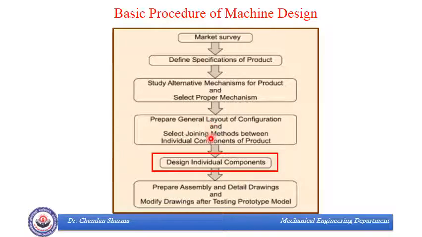Then comes the actual work, that is designing individual components. You can see that we have put a red boundary across it. So this is the portion which is in our curriculum. We will not be discussing market survey or how to define a mechanism for the product. What we'll be doing is this portion, designing individual components. The outcome of this exercise will be the assembly and detailed drawing of the component. Then it goes to the shop floor where it is actually manufactured.